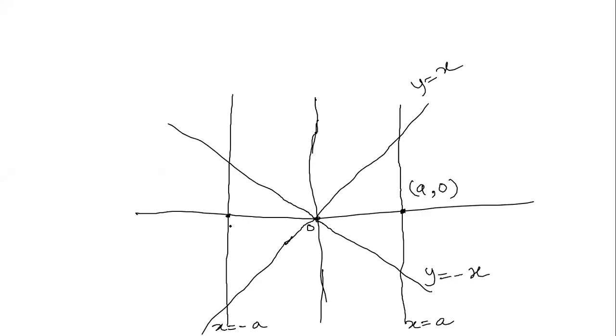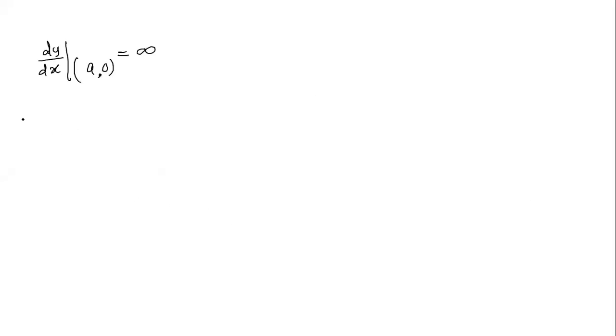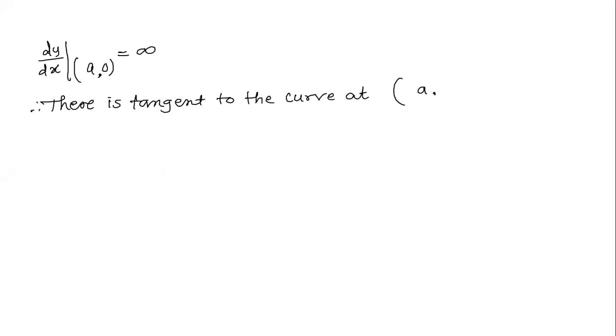Okay? Perpendicular to it. Yes, yes. Tell me what to write. Therefore, there is a tangent to the curve at x equal to a, y equal to 0. What? Parallel to the y axis. It will be parallel to the y axis. Very good. Very good. Excellent.